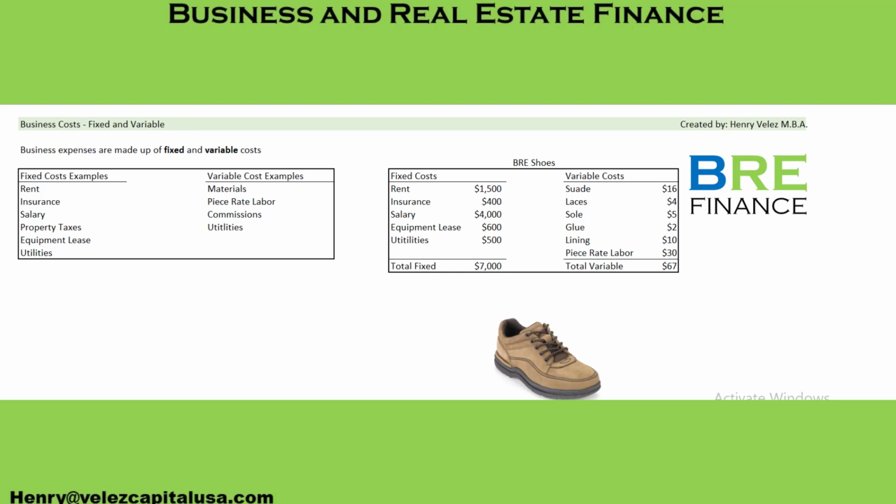Today we're going to be going over a very common economic concept regarding fixed and variable costs. And this is very important to know because when you have a business, you're going to have both costs. If you're producing a product, you're going to definitely have both costs. And it's good to know what variable costs go into producing one item of your product.